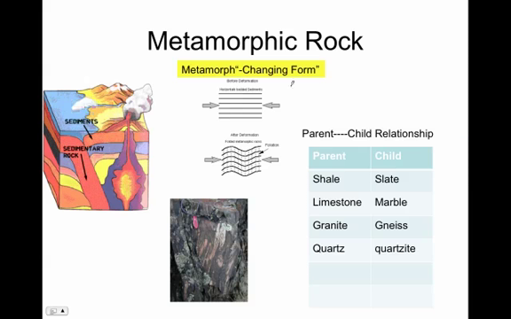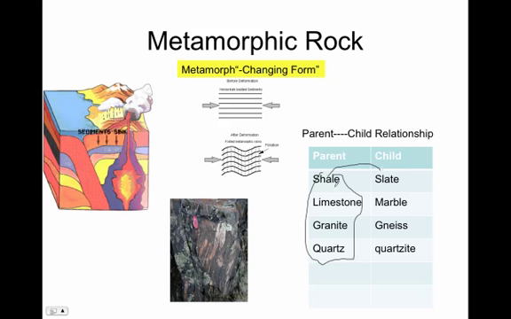So metamorph actually means changing form, and we usually will see deformation due to pressure. And other types of rock, for example, sedimentary and igneous, if given the right conditions of heat and temperature, will form into what we call the child rock.